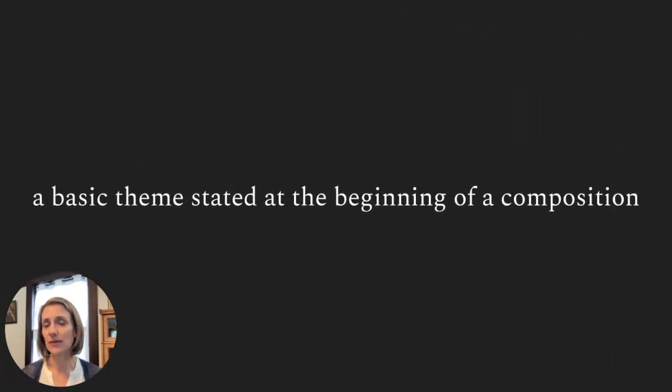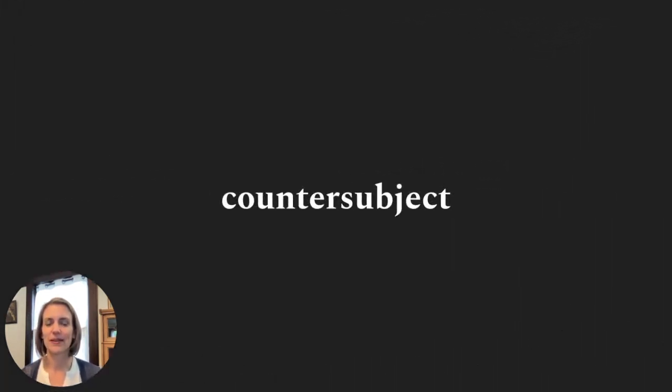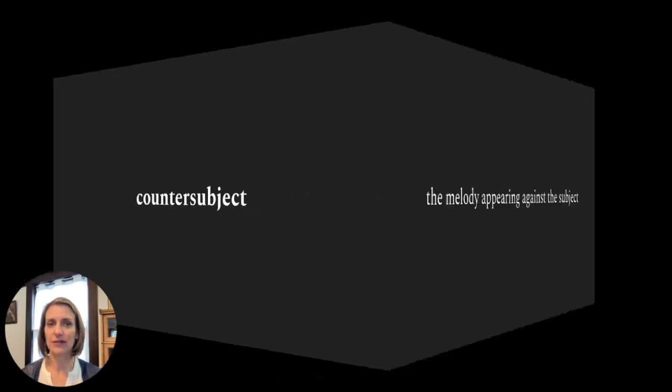The subject is a basic theme stated at the beginning of a composition. It does not have to be a fugue, but we usually use the word subject when we're talking about fugues. The countersubject is the melody that appears against the subject. So when you look at a fugue or when you learn one, the subject will be stated all by itself in one voice, and then it will be stated again in a different voice, and the countersubject will run against it. It's like a little harmony line, a little counter melody that works nicely with the subject.